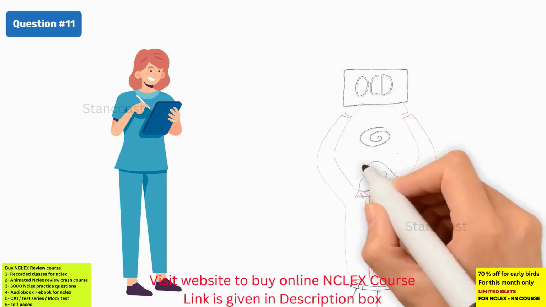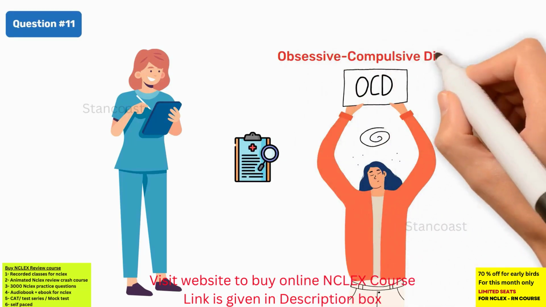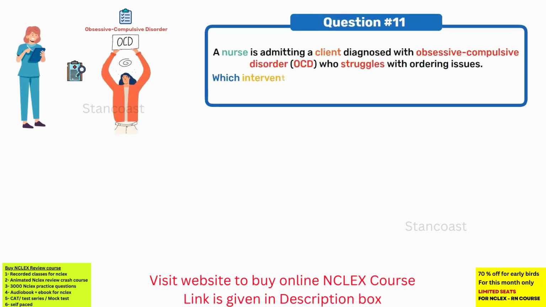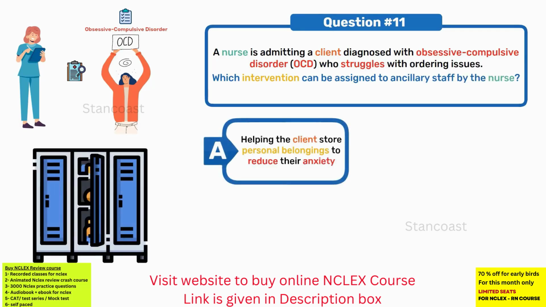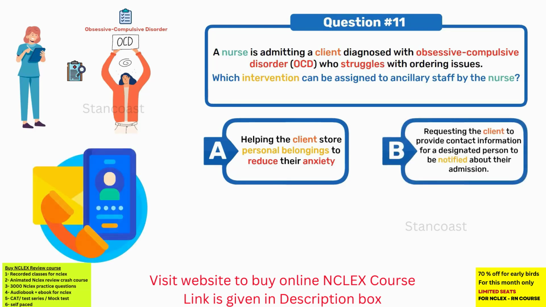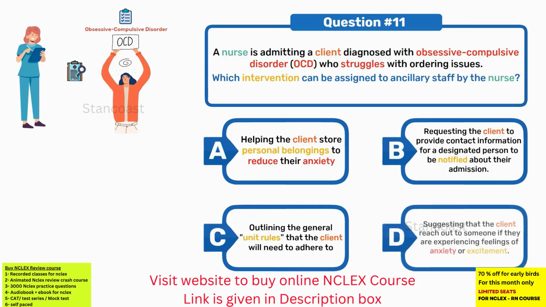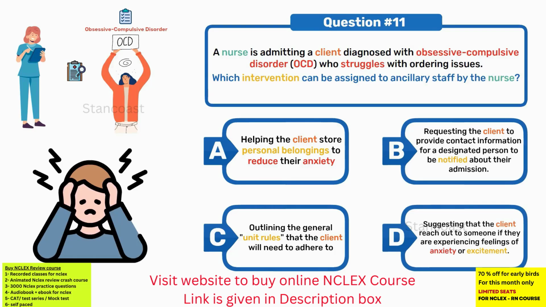A nurse is admitting a client diagnosed with obsessive-compulsive disorder, OCD, who struggles with ordering tissues. Which intervention can be assigned to ancillary staff by the nurse? A. Helping the client store personal belongings to reduce their anxiety. B. Requesting the client to provide contact information for a designated person to be notified about their admission. C. Outlining the general unit rules that the client will need to adhere to. D. Suggesting that the client reach out to someone if they are experiencing feelings of anxiety or excitement.